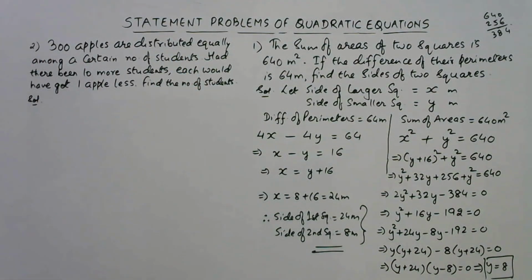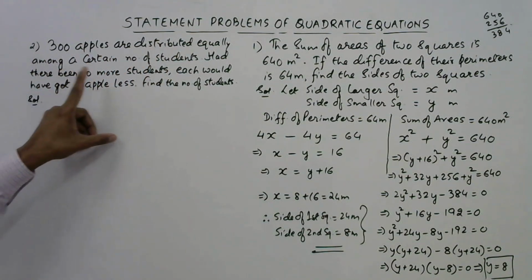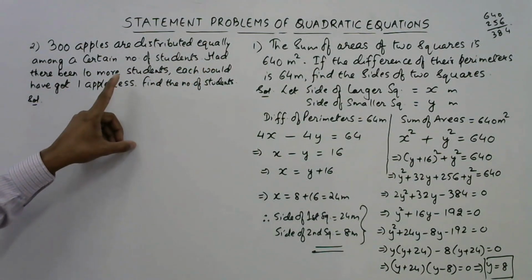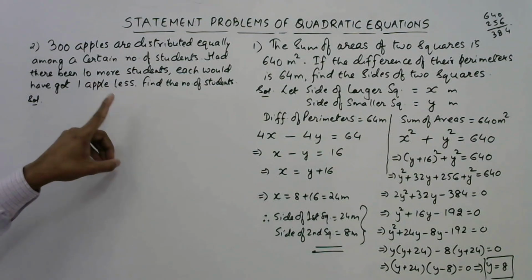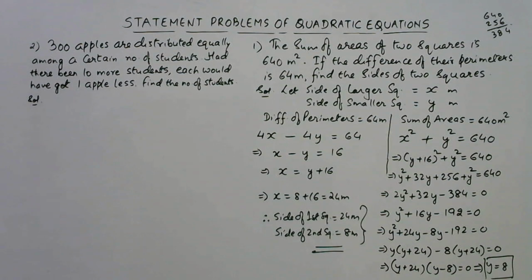Let's see one more question of quadratic equations. Again a previous year question. 300 apples are distributed equally among a certain number of students. Had there been 10 more students, so obviously if the number of students increase, then each student will get less number of apples. So each would have got one apple less. So you need to find the original number of students.